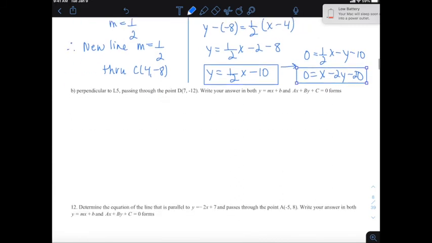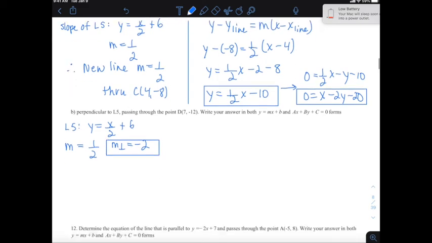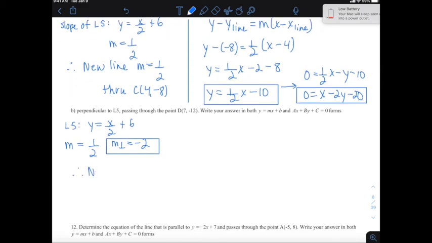Here we go. So now I want one perpendicular to L5. So if I know that L5 is y equals x over 2 plus 6, and I know L5 has slope of 1/2, well, I know my perpendicular slope is going to be -2. So my new line has slope of -2, and it passes through the point D, (7, -12). So let's find our line.